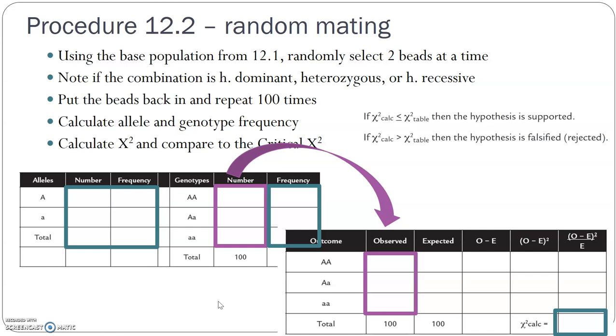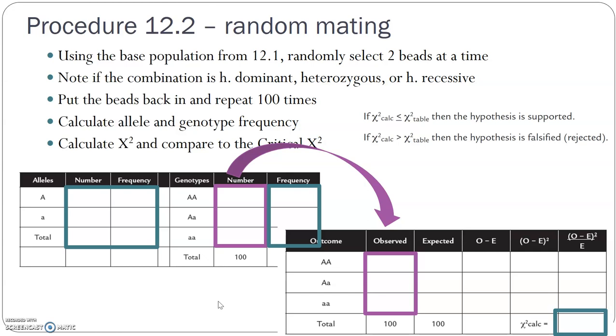And as a reminder, if that chi-square value is less than the critical chi-square value in your table, we are supporting our hypothesis that evolution did not happen. If that number is higher, then our hypothesis is falsified, it is rejected, which means evolution did happen. Now in this population, since it's going to be random, we should not see a very gigantic change. The next two, on the other hand, we're going to change something, right?